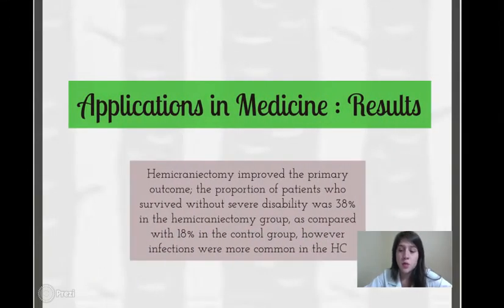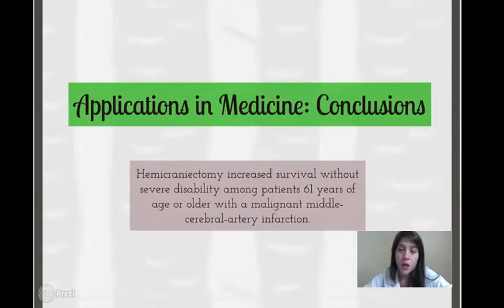After they did this whole method, the results, they found that in the hemicraniectomy, it improved the primary outcome. The proportion of the patients who survived without severe disability was 38% in the hemicraniectomy group, as compared with 18% in the control group. However, infections were more common in the hemicraniectomy group. And they came to a conclusion, which was that the hemicraniectomy increased survival without severe disability among patients 61 years of age or older with a malignant middle cerebral infarction.